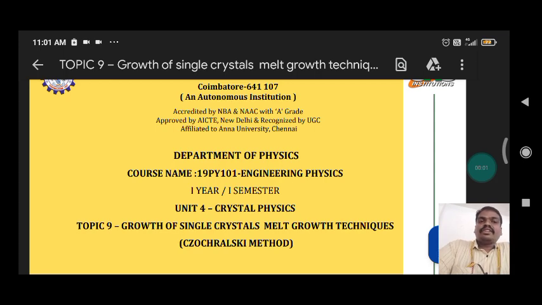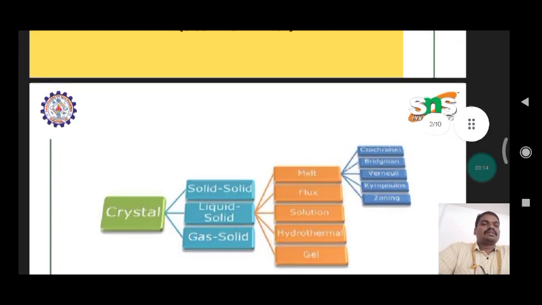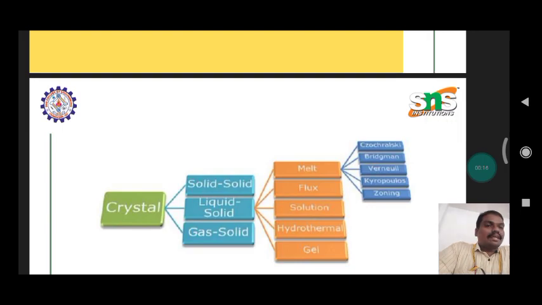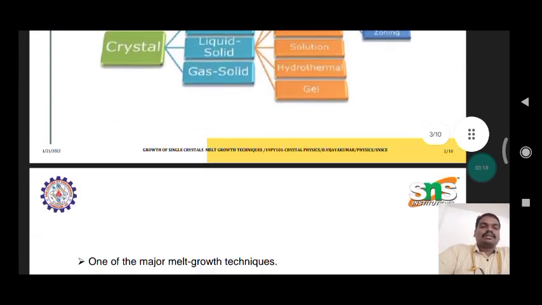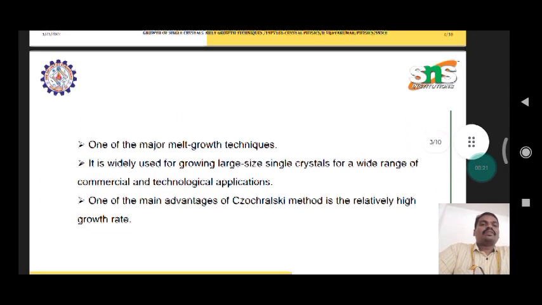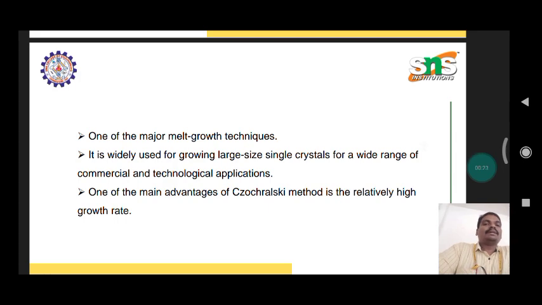Hi guys, in this video we will discuss crystal physics, crystal growth structures, and the Czochralski method. I am Dr. Nandhabalaji. We will discuss this Czochralski method in this session. This is a melt growth technique, one of the major melt growth techniques. It is widely used for growing large size single crystals for a wide range of commercial and technical applications.